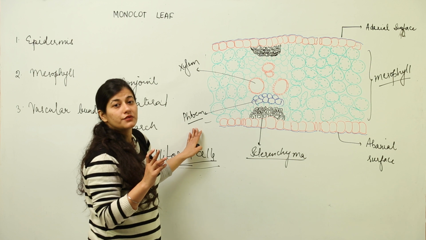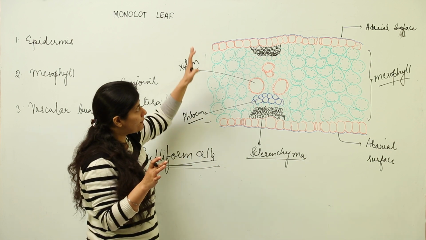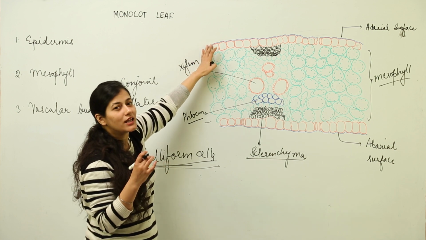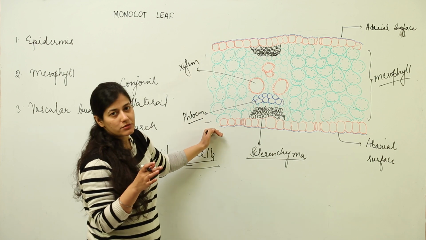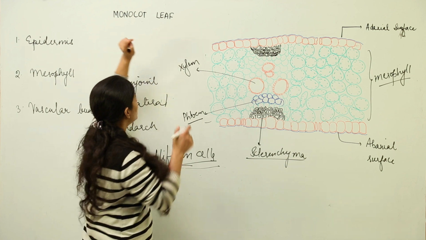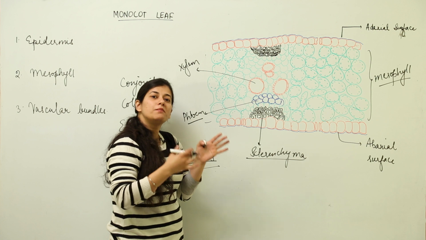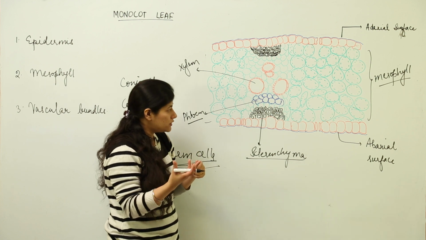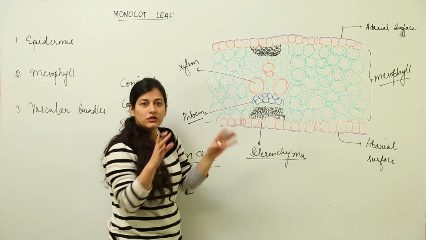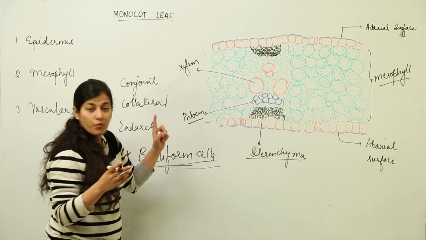Now there is one point of distinction. In the case of dicot leaf, what you observed was that the upper epidermis was lined by a thicker cuticle, while the lower epidermis did not have that thick a cuticle. In the case of a monocot leaf, the upper and lower epidermis are lined by a cuticle which is of equal thickness both at the upper side and the lower side. So the cuticle will not be different in its thickness. So one point of difference is this.